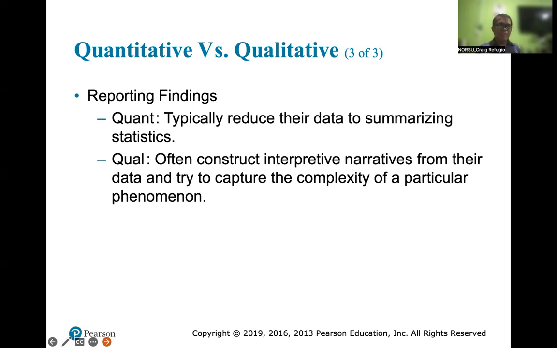Then for qualitative data, researchers often construct interpretive narratives from their data and try to capture the complexity of a particular phenomenon. And all are actually written in text, in sentences and paragraphs, and all are narrated based on the interpretation of the researcher with the data that they have collected.